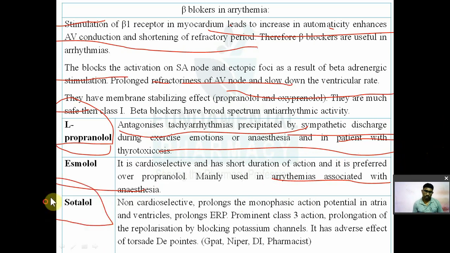Now again, sotalol. It is a non-cardioselective beta blocker with an additional class 3 property. What is class 3? Class 3 is nothing but the potassium channel blocker. So sotalol has beta blocking activity as well as potassium channel blocking activity. It prolongs the monophasic action potential at the atria and ventricle, prolongs the effective refractory period, with a prominent class 3 action, prolongation of repolarization by blocking the potassium channel. It has an adverse effect like torsades de pointes.